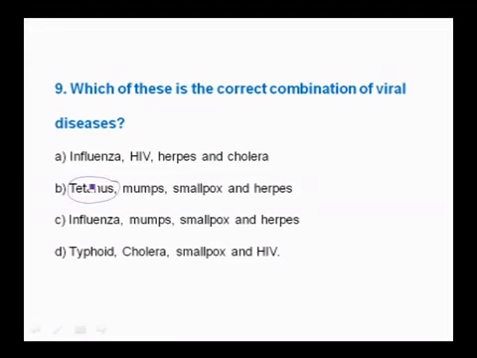Tetanus is caused by bacteria. Cholera is also caused by bacteria. So the question is, which of these is the correct combination of viral diseases? You should have in the options only viral diseases, not any disease of bacterial origin. These others include diseases which are caused by bacteria. Vibrio cholerae is a bacterium which causes cholera. In this manner you can find that only option C is the right answer.